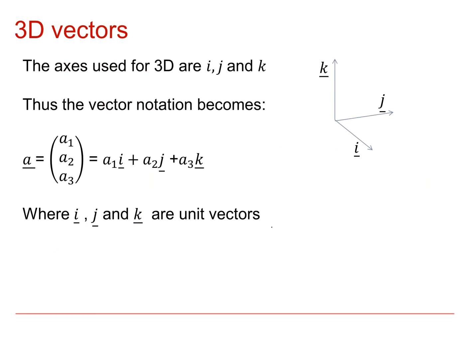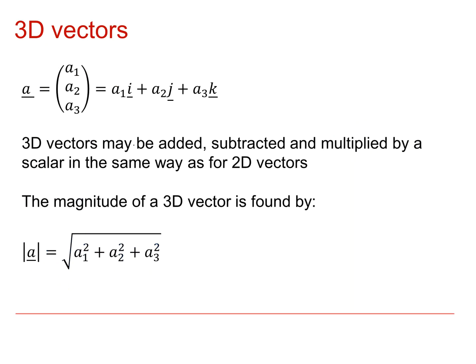In 3 dimensions, we add an extra axis and an extra unit vector k. An example of a column vector written in ijk form would be this. Here's my vector b equals (1, 2, -3), and I can say that that's equal to i plus 2j minus 3k. We can handle 3D vectors in much the same way as 2D. They can be added, subtracted and multiplied by a scalar. The magnitude of a 3D vector is found by using Pythagoras in 3 dimensions.